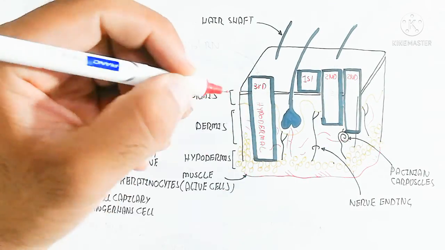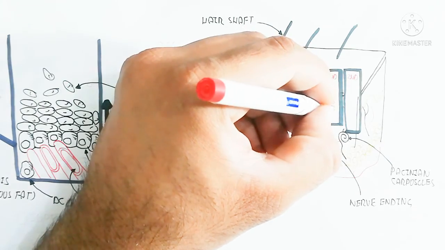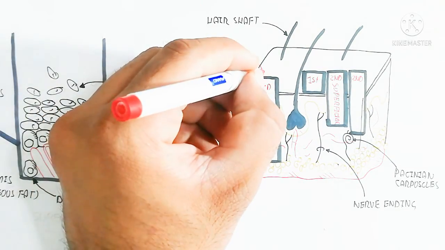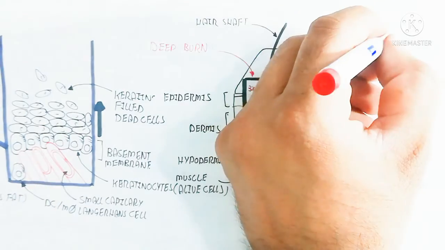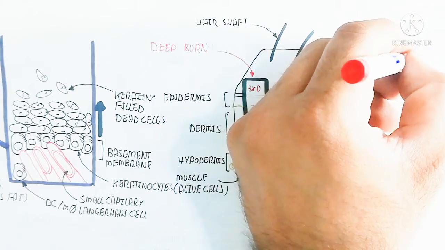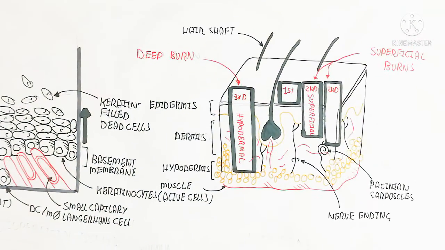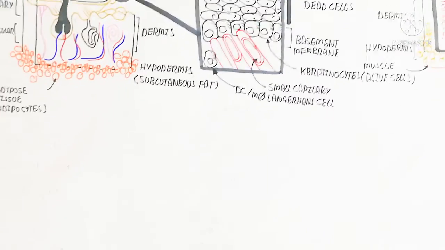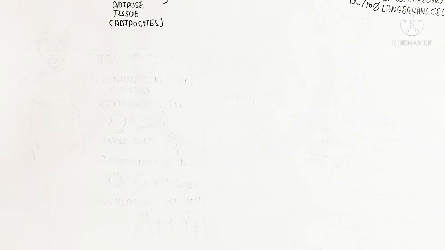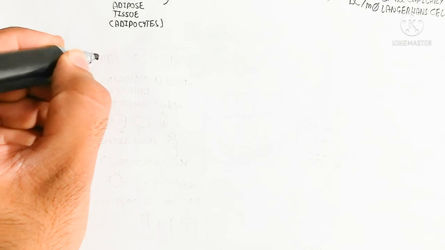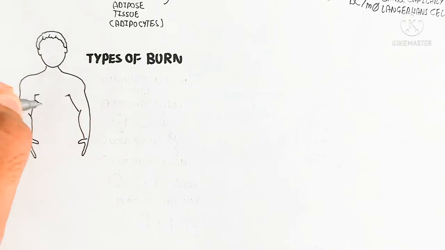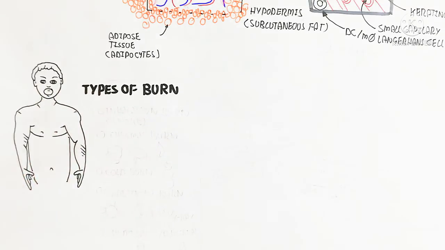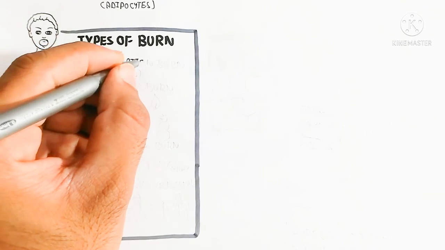This is the third degree, the hypodermal layer burn, and the first degree is the upper epidermal burn, while the second degree is the superficial burn. Superficial means the papillary part will be damaged. The third is the hypodermal burn, the deep burn, while the second degree superficial burn also involves free nerve ending damage.